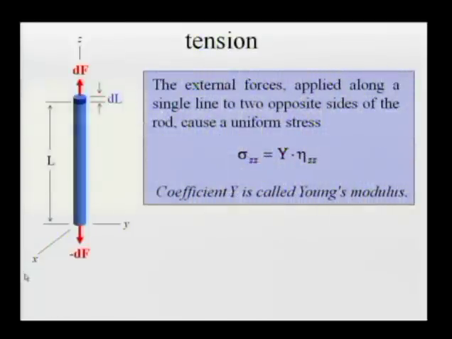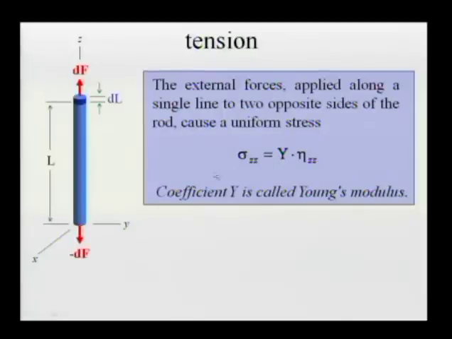All right. So Hooke's law for this z component will say that z component of stress is proportional to z component of strain. That coefficient of the modulus tensor is called Young's modulus. So stress and strain are proportional, and the proportionality coefficient is Young's modulus.